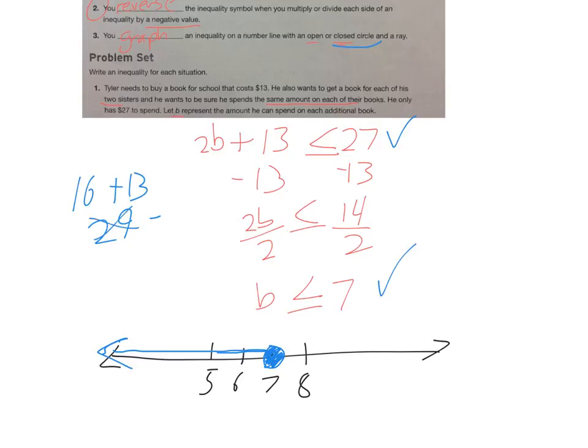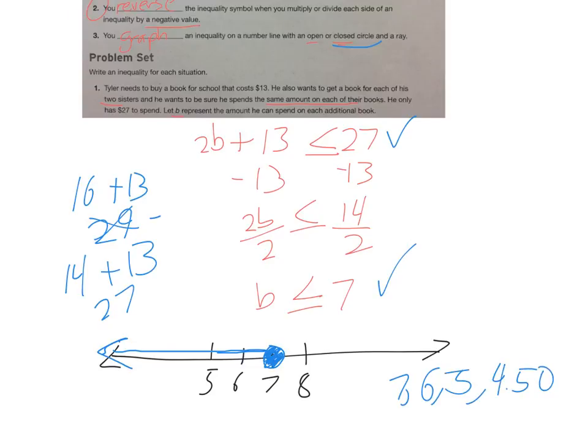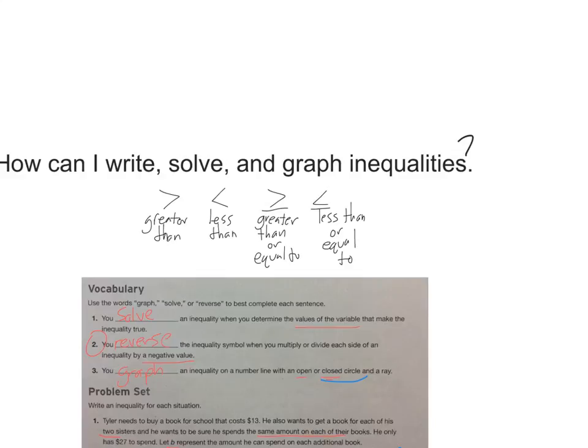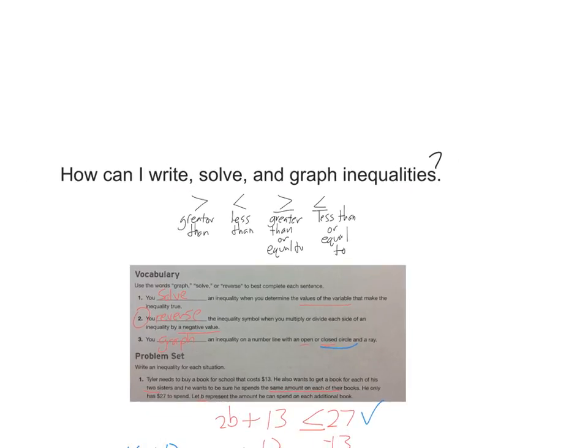But if you did 7, 7 times 2 is 14 plus 13. 14 plus 13 would equal 27, so you have just enough money to have that one work. So 7 would work, and anything less than 7 would also work. If you were to list out values, you could say 7 would work, 6 would work, 5 would work, $4.50 would work. Anything less than 7 would work in terms of the price of the book. And so now I have shown you how to write, solve, and graph an inequality.